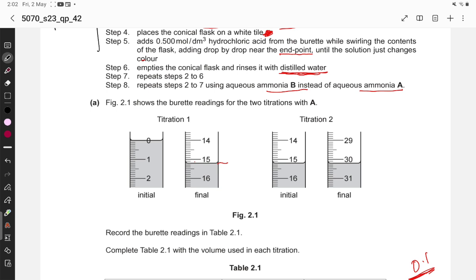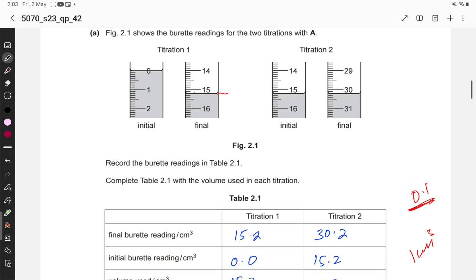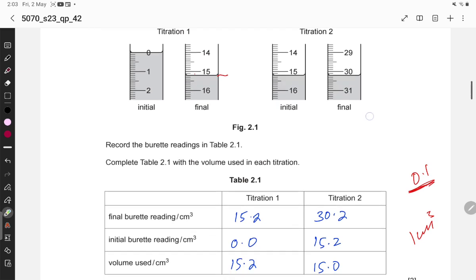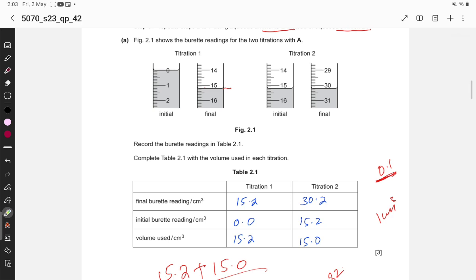Okay, this figure shows the burette readings for the 2 titrations with A, titration 1 and titration 2. So this is the initial burette reading and this is the final burette reading. These are the 2 titrations. So now this is very important to note down. This is a very easy question: note down the volume from the burettes and fill this table. Record the burette readings in table 2.1. Complete table 2.1 with the volume used in each titration.